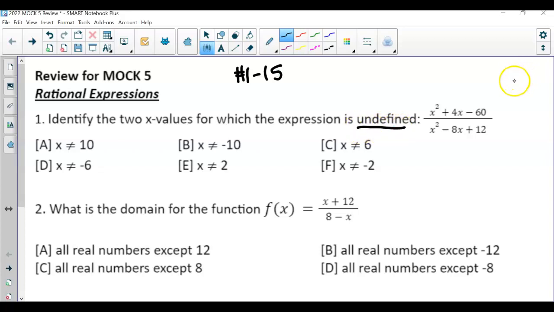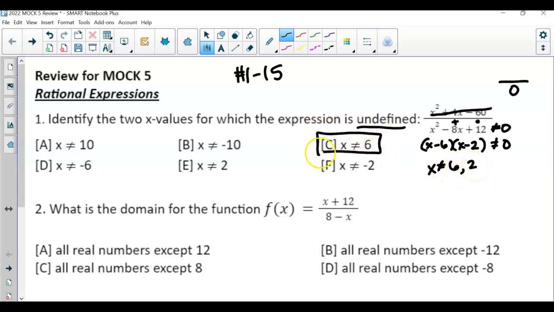Undefined means that anytime you have a fraction, you can never divide by 0, because that's what makes it undefined. So we're only focusing on the denominator. The denominator is what cannot equal 0, and so now we just solve for x. When you solve by factoring, what two numbers multiply to get 12 and add to get -8? -6 and -2, which means x cannot equal +6 and +2. So the two answers are C and E.